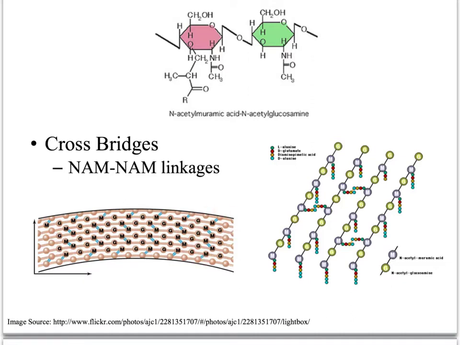Okay, the way that these linkages work, again, I didn't bring it up yet, but these are called cross bridges. The way that they work is that they really don't have a whole lot to do with the NAG molecules. They have everything to do with the NAM molecules. And specifically, they have to do with this portion right here. This is NAG, this is NAM, by the way. Forgot to point that out, sorry.